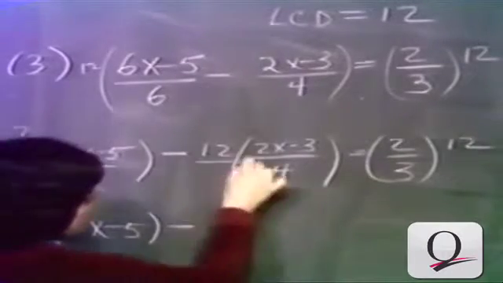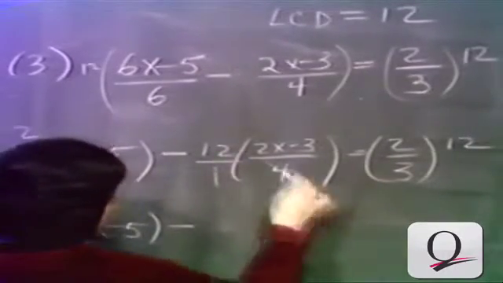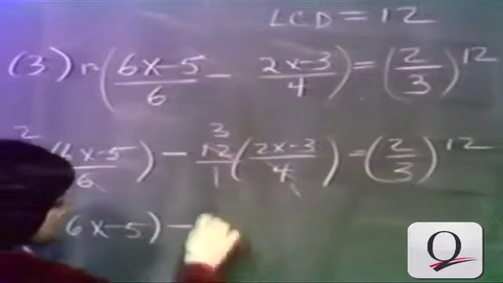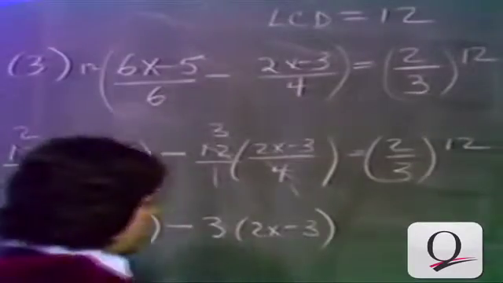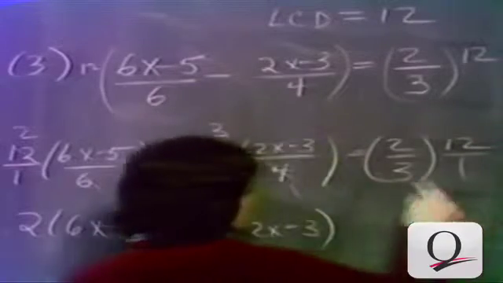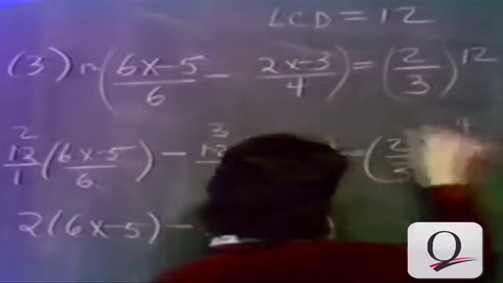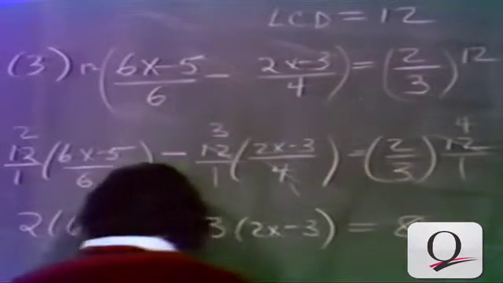Take away. Dividing numerator and denominator by 4, we get minus 3 times 2x minus 3, in parentheses. And finally, 3 goes into 12 4 times. 2 times 4 gives us 8.